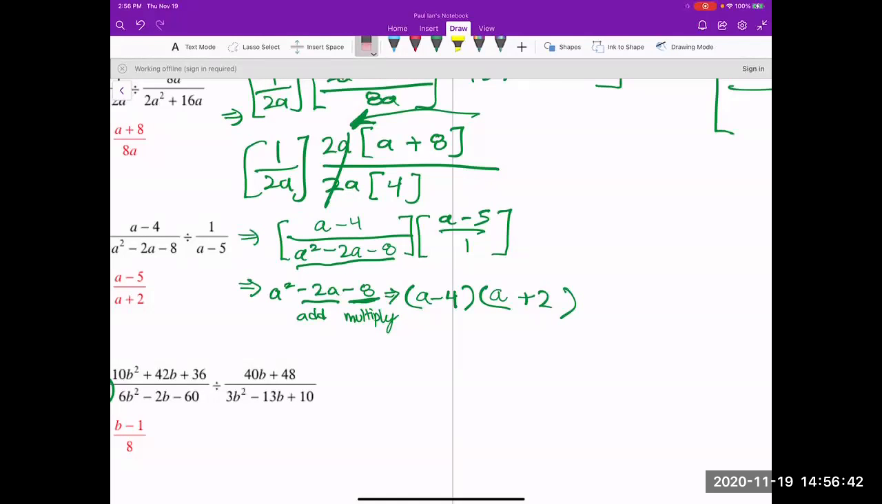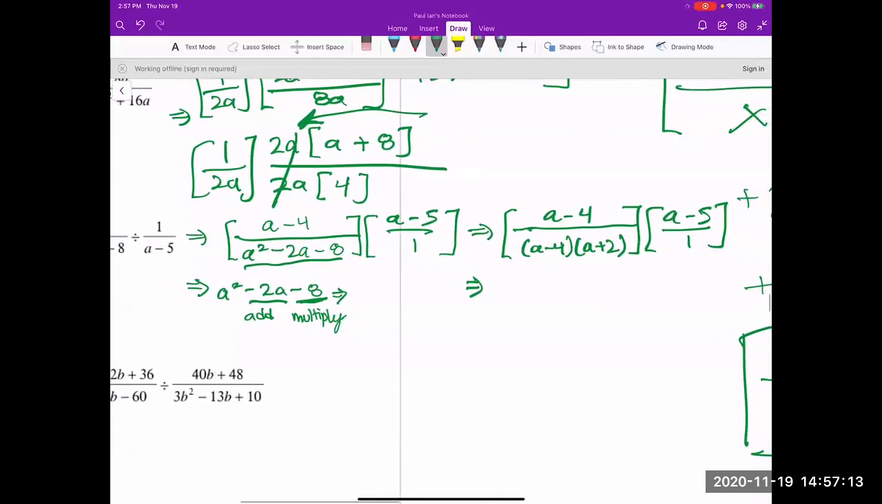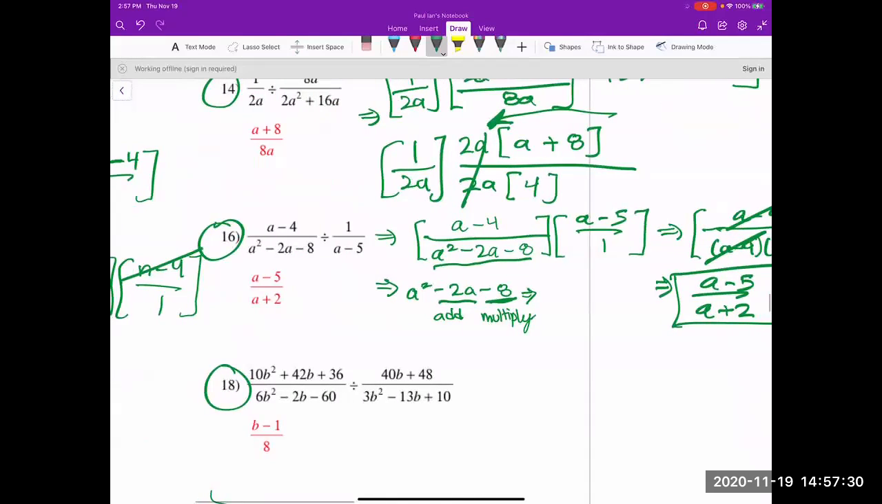So when you do that, let's plug that in, in place of what we have up top. It's going to be a minus 4, a plus 2, and then a minus 5 over 1. So what can you do with the a minus 4? You could cross it out, a minus 4 and a minus 4. And I think that's it. So the simplified form is a minus 5 over a plus 2. That's it.